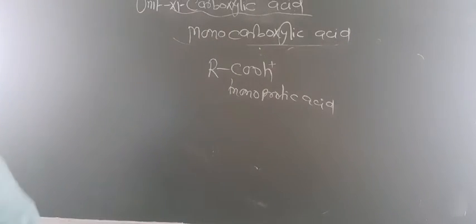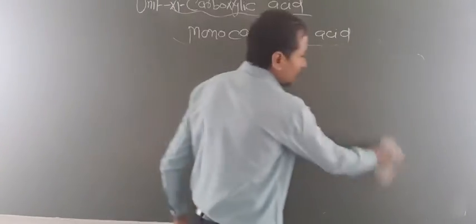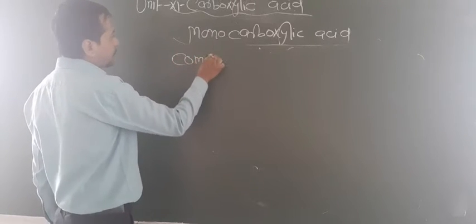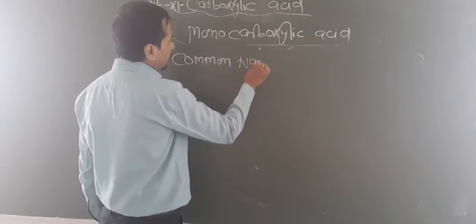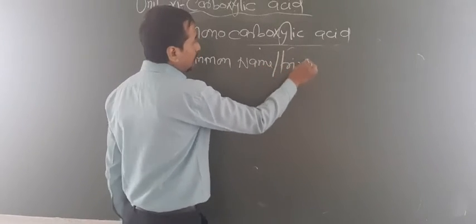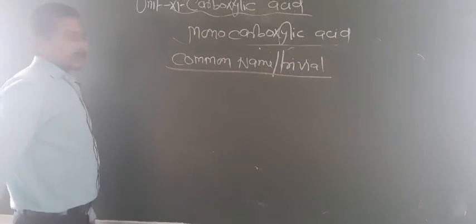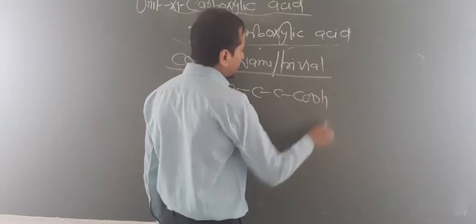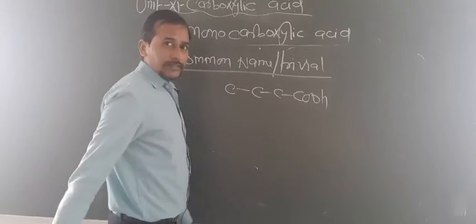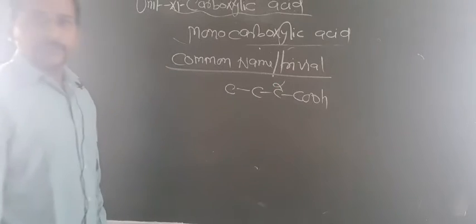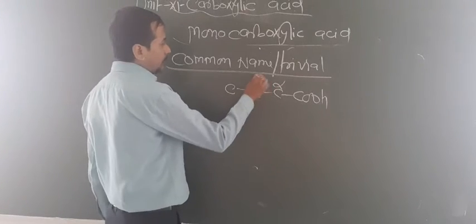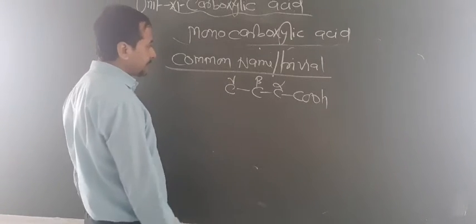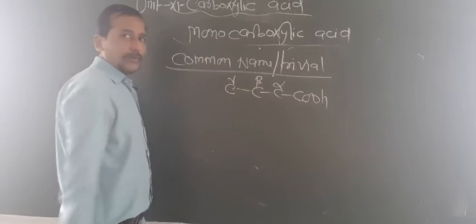Now dear students, let us focus on the nomenclature of monocarboxylic acid. First of all you have to know the common name, which is also known as the trivial name. Again the same thing is repeated: C, C, C, with COOH attached. The carbon attached to the COOH is known as alpha carbon. Similarly, as in aldehydes and ketones, this is beta carbon and this is gamma carbon. Are you getting this point? The Greek letters are denoted as alpha, beta, gamma.